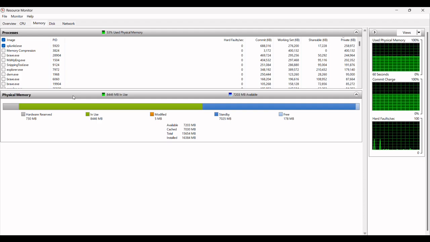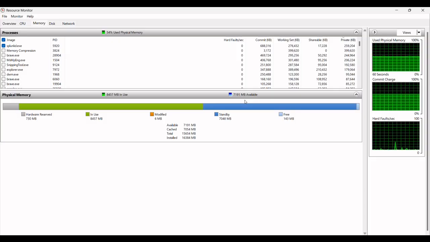Now we are inside the memory tab of Resource Monitor. This section provides detailed visibility into how processes are consuming physical memory and virtual memory resources. Compared to Task Manager, this view provides deeper memory analysis useful for troubleshooting system slowdowns and memory bottlenecks. In the processes section, we can observe applications currently consuming memory resources.